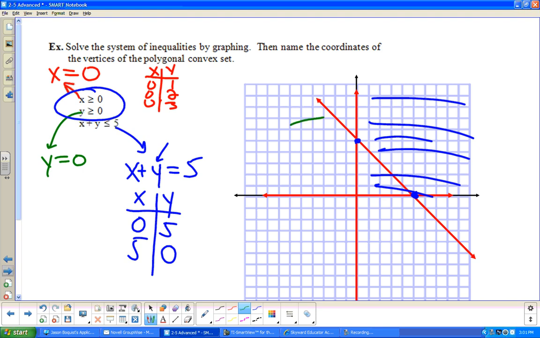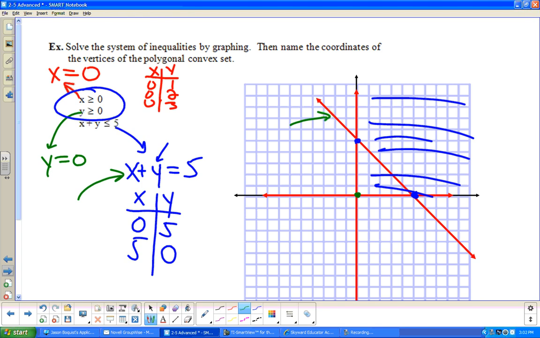If this is the line I'm trying to reference, is it okay to use 0, 0 as a test point? Yeah, because it's not on the line. 0, 0 is fine, so let's stick with the easiest one to use. Have you noticed that I have not been substituting back into the equals? When I test a point, I always go back to the inequality. Have you been noticing that?